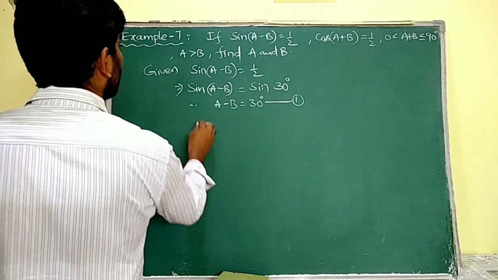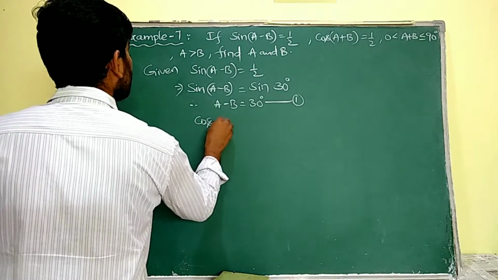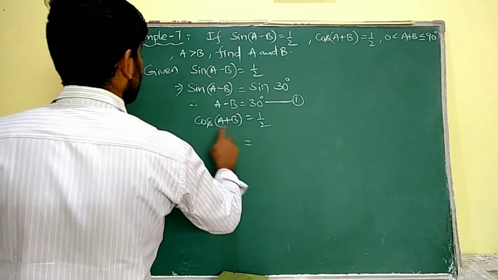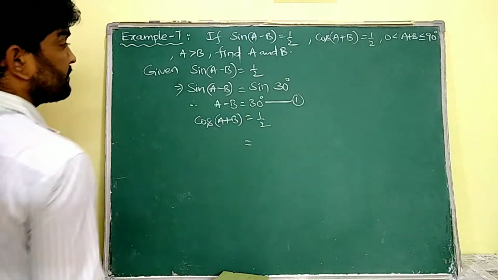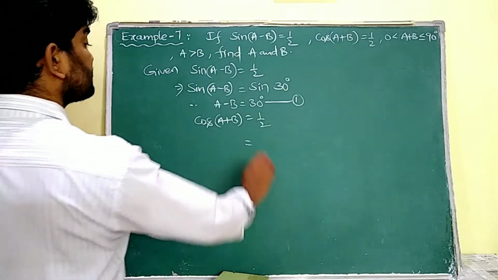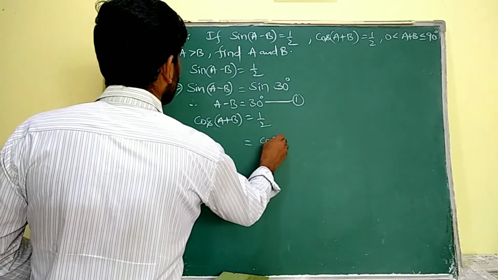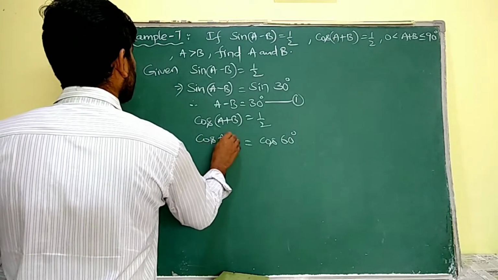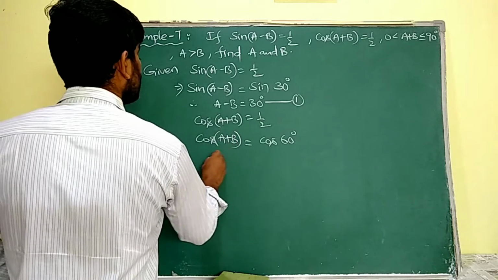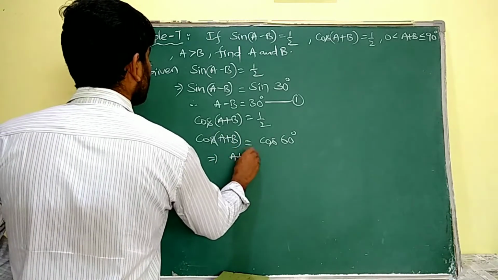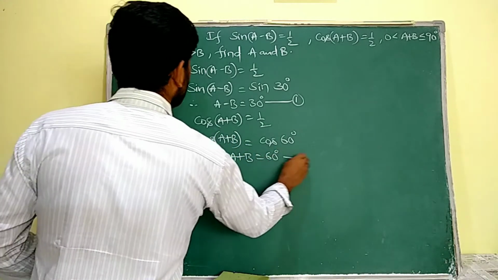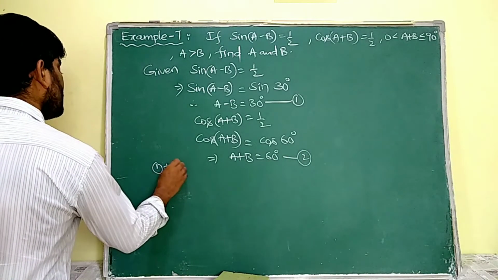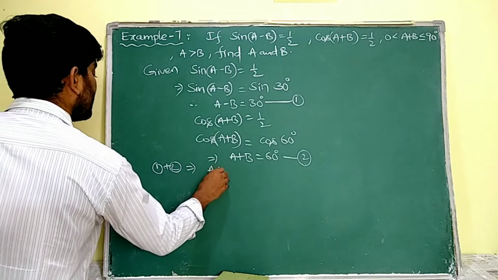Now one more equation is given, cos(A plus B) is equal to 1 by 2. So I have to check which cos value is equivalent to 1 by 2. Cos 60, we know that. So here cos(A plus B) is equal to 60 degrees. This is our equation 2. So by adding equations 1 and 2, we are going to find those unknown values.